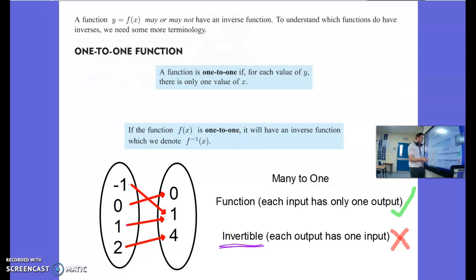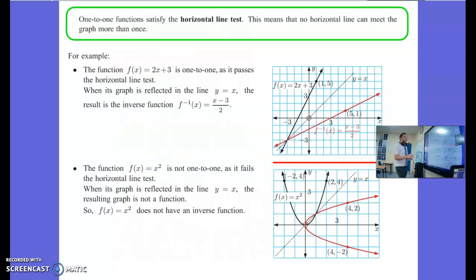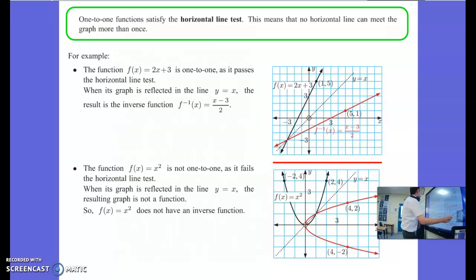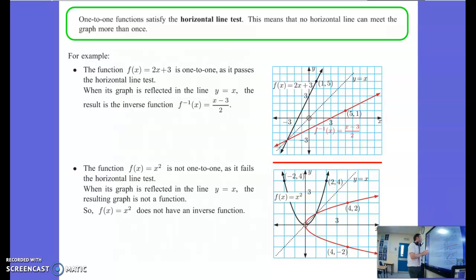Because for something to have an inverse, it needs to mean that every output must have only one input. So it has to first of all pass the vertical line test, and then this part is going to be determined using a horizontal line test. I'll show you that on some graphs now. So, one-to-one functions satisfy the horizontal line test and the vertical line test.